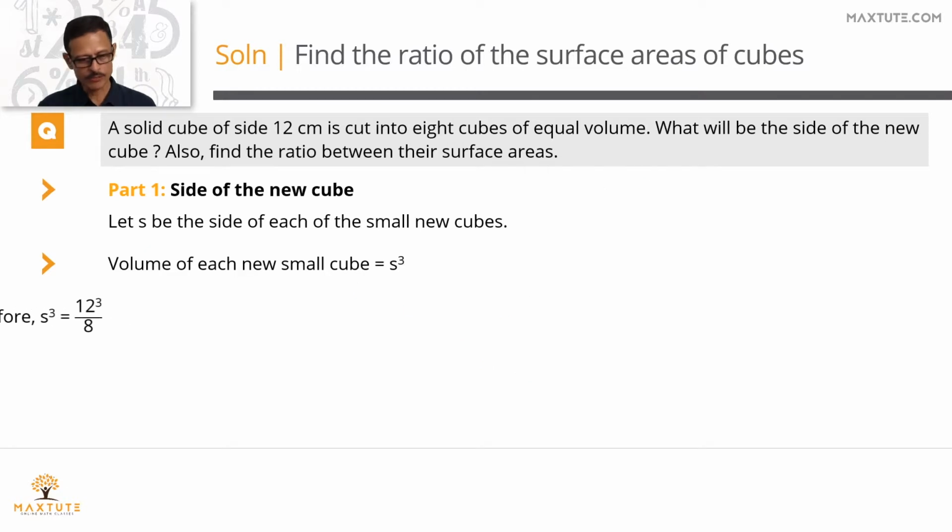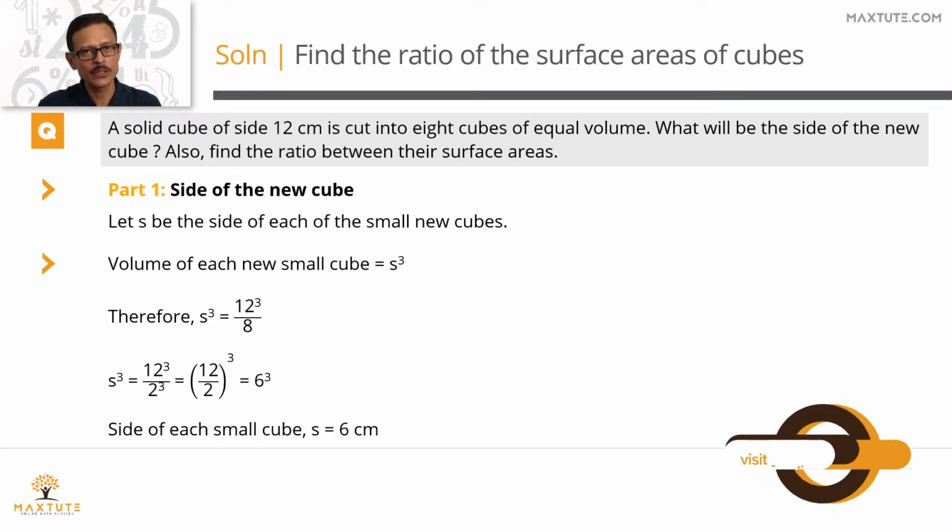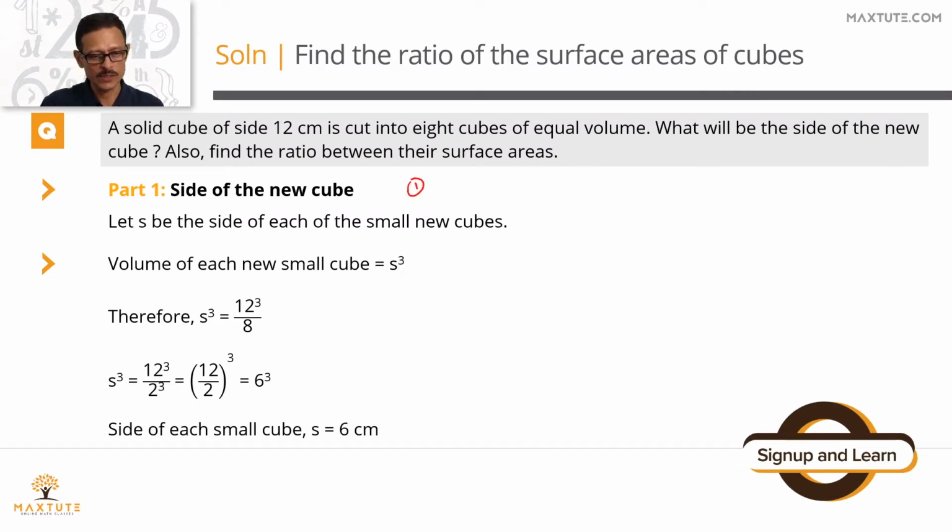Quickly summarize it in a printed form. The volume of each small cube is S cube, which is equal to 12 cube by 8, which we got from the last slide. By writing this 8 as 2 cube, we can take this 2 and 12 common into the parenthesis. So S cube is equal to 12 by 2 cube, which is nothing but 6 cube. If S cube equals 6 cube, S is equal to 6 centimeters. So we found out the first value.